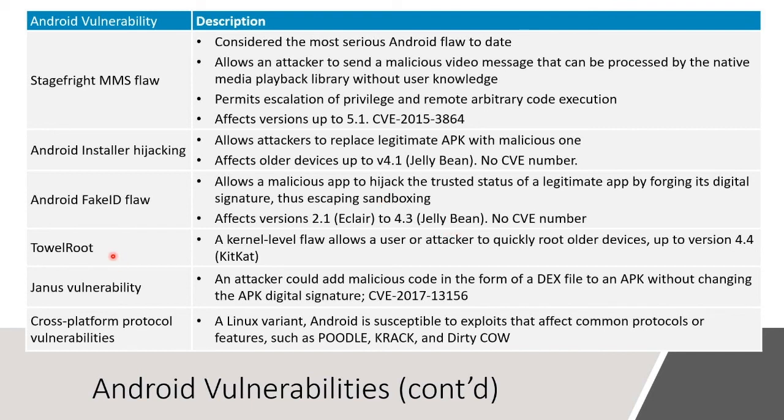There's Towelroot, a kernel level flaw that allows an attacker to quickly root older devices up to KitKat 4.4. There's the Janus vulnerability. You could add malicious code in the form of a DEX file to an APK without changing the signature. So we can append malicious code and it still maintains its signature of authenticity.